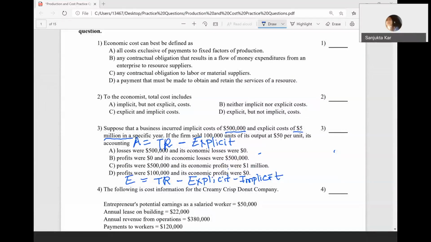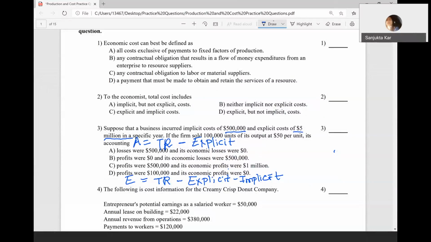Hi class. Now I will go over some of the questions on production and costs and explain while I am looking at these questions. Take a look at question number 3.